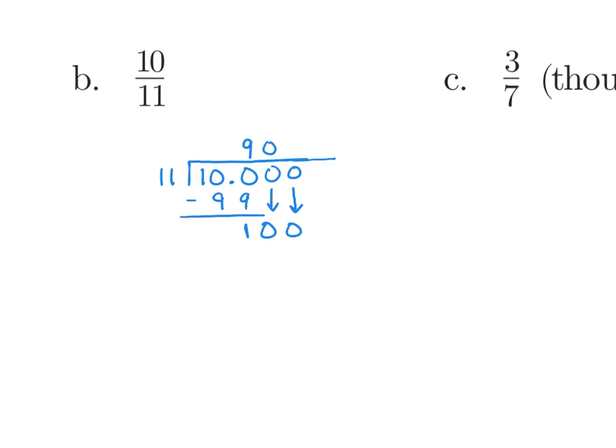Since we were not told to round, I'm going to go ahead and write this answer exactly. So I'm going to bring my decimal point up, and I'm going to put a bar over the digits that are repeating. The two digits that are repeating are the 90. So my final answer is 0.90 with a bar.